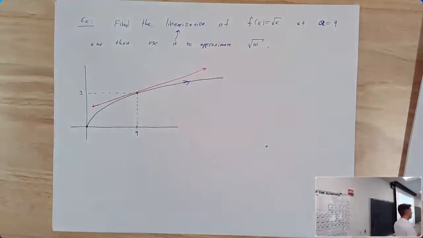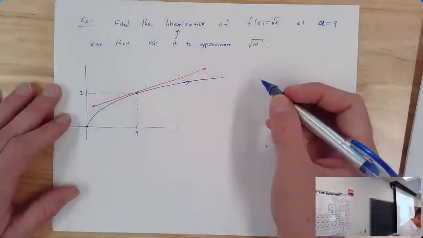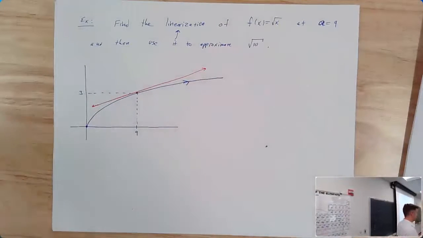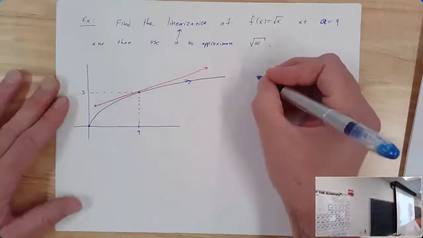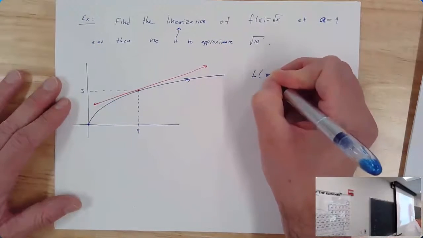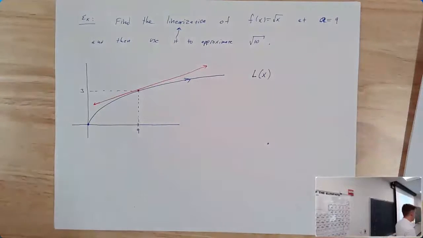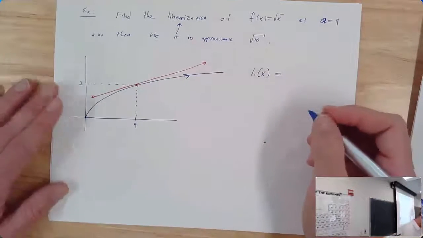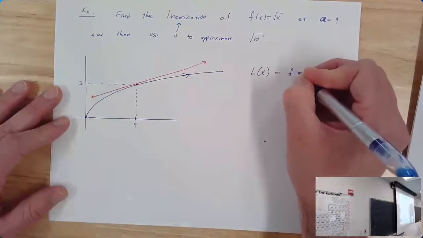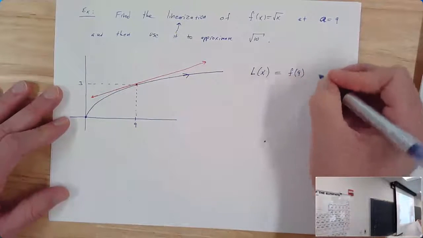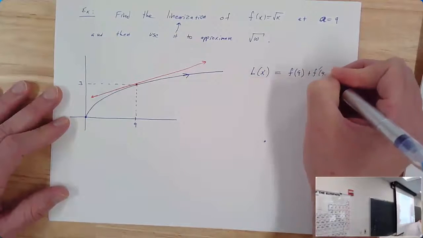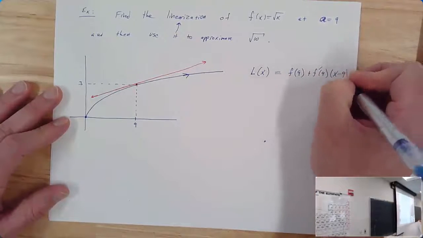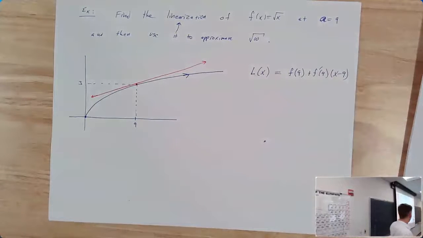So the closer you are to 9, or whatever the point of approximation is, the better an approximation this gives; the further away, the worse the approximation. Okay, so let's find the linearization, aka the equation. I'm just going to use the formula, which is that the linearization, which we often write as L of x, capital L for linearization, we're not very original over here, is going to be f of a, being 9, plus f prime of a times x minus a. So all I really have to do is find f of 9 and f prime of 9.